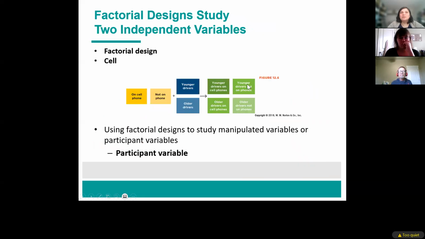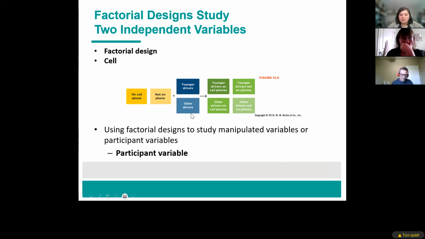So here is what I mean when I'm talking about a factorial design and when I'm talking about cells. Again, this is the study where people were on the cell phone versus not on the cell phone. And let's say that they decided to also add younger drivers and older drivers, like I proposed. A factorial design is when there are more than 2 independent variables. Each of the independent variables is called a factor. So factor number 1 would be cell phone, presence or absence. Factor number 2 would be the age of the driver, younger or older.